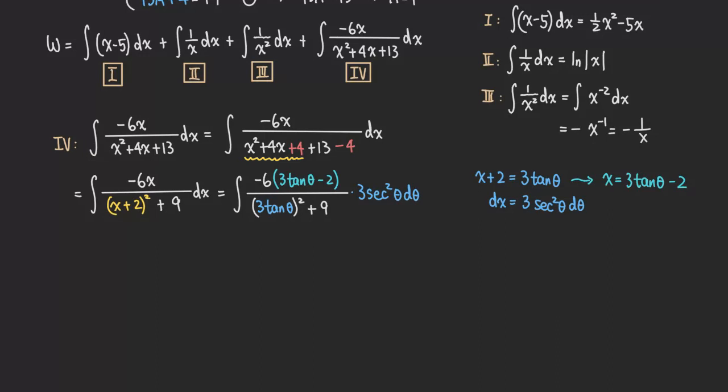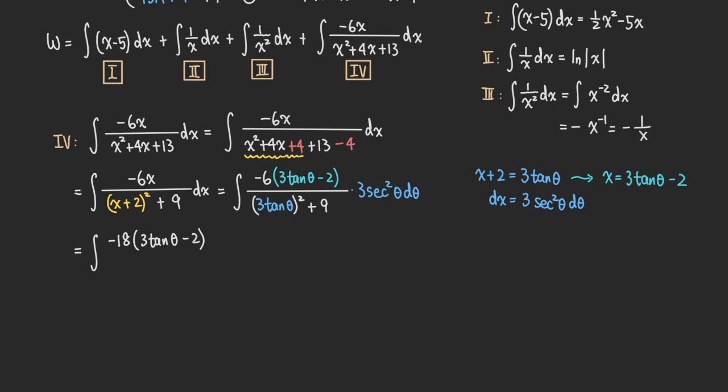Okay. So now it looks messy right here, but it's okay. We can just do it step by step and try to simplify it, right? So let's do it step by step. Okay, so we are going to be getting, we can do -6 times the 3, right? So we are going to get -18. And then we still have that 3 tangent theta minus 2 in there. And then there was also the secant squared theta d theta.